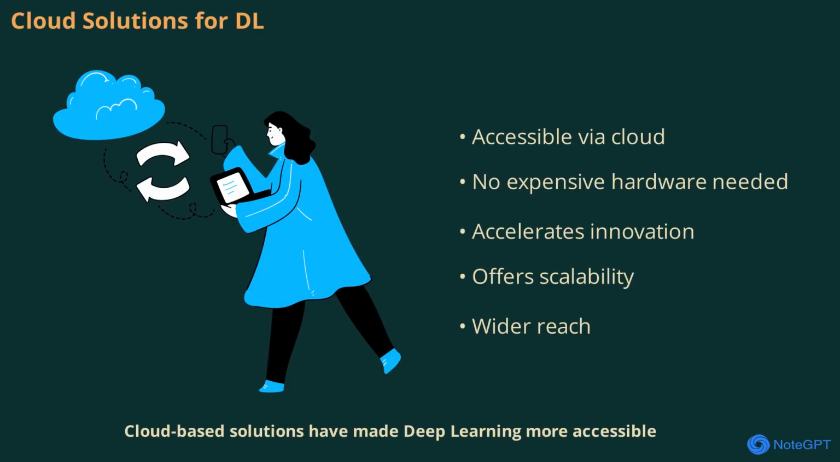Cloud-based solutions have made deep learning more accessible. By providing powerful computing resources online, cloud platforms allow users to train and deploy DL models without investing in expensive hardware. This flexibility has accelerated innovation in AI, enabling startups and researchers to experiment with complex models. Cloud services also offer scalability, making it easier to handle large datasets and demanding tasks. As a result, deep learning is now within reach for a wider range of organizations and individuals.